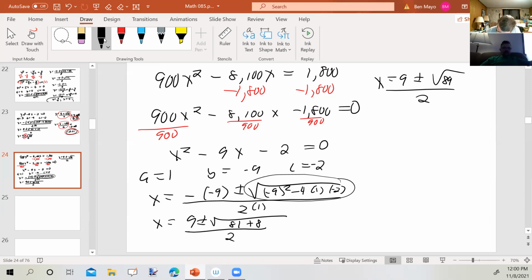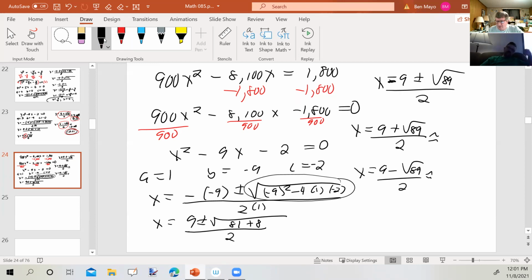Okay. 89 is prime, so I can't do anything there. So my two exact solutions are going to be 9 plus the square root of 89 all over 2, and 9 minus the square root of 89 all over 2. And now I'm going to go to decimal approximations, rounding off to the nearest hundredth. Parentheses 9 plus the square root of 89, close it up, close up the whole thing divided by 2.